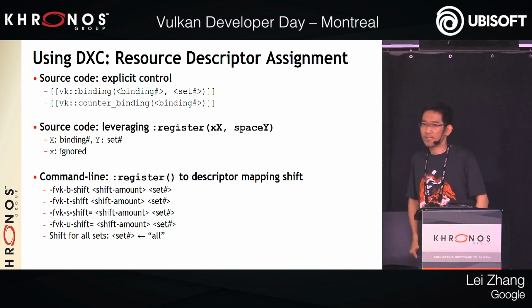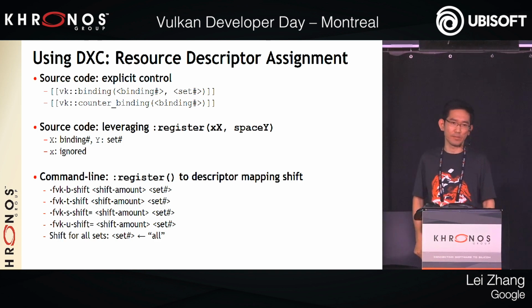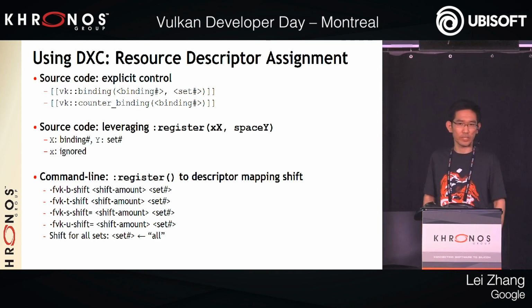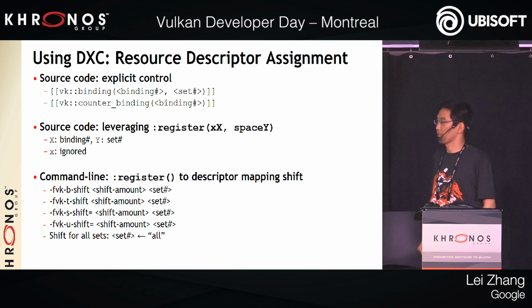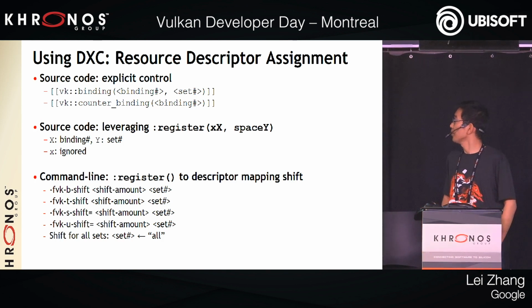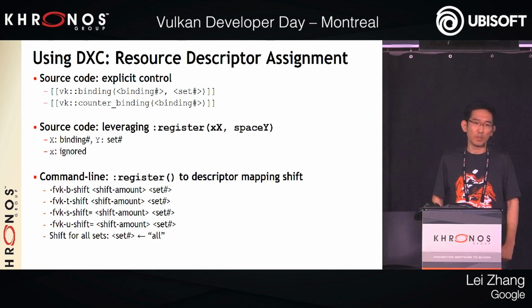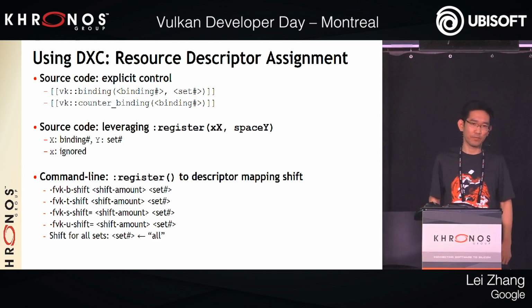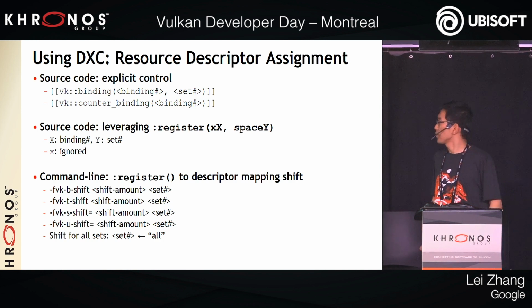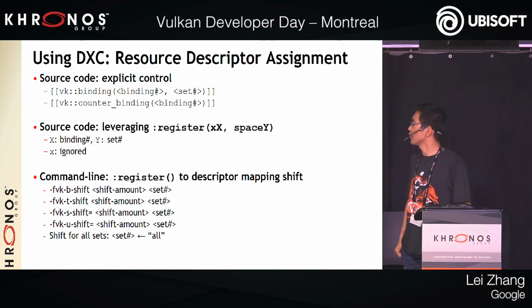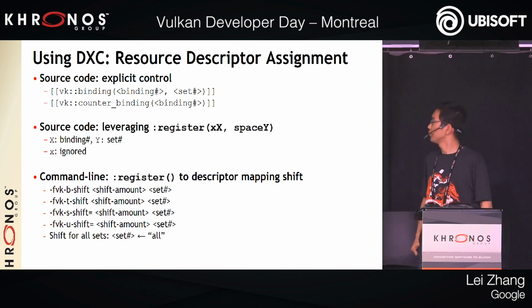And the second and the third thing I'm going to talk about is all about resource management in DXC, because resource management is likely to be the majority of your work when porting stuff from DirectX to Vulkan. So we are trying our best to provide multiple control methods so that you can choose from to satisfy your needs. This one is about assigning resource descriptors. You can use vk::binding and vk::counter_binding to specify in the source code. This is the most explicit control.